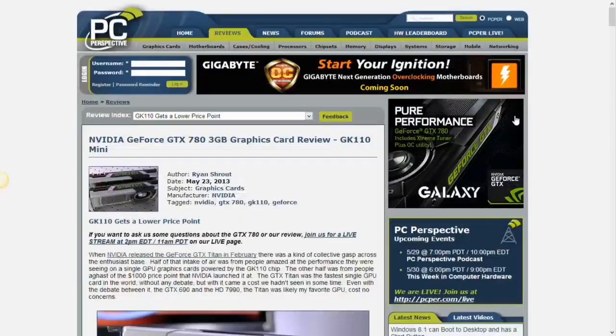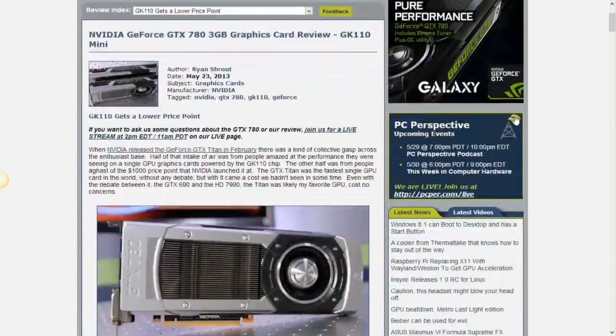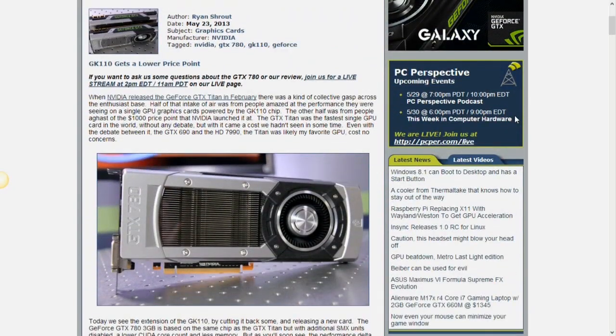It looks very much like the last couple of graphics cards from NVIDIA in terms of its styling. This is the reference design you can see here. Short summary: the GTX 780 is the GK110 GPU, the same GPU that was launched with the GTX Titan, but cut back a little bit. Instead of 2,688 cores, it has 2,304. Yeah, there we go. It goes from 2688 to 2304.